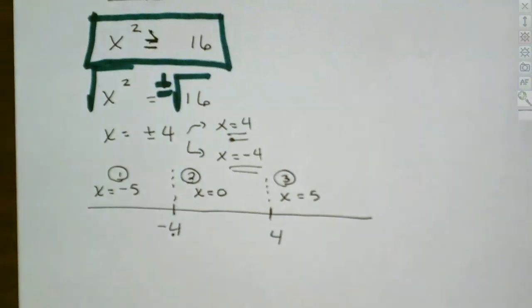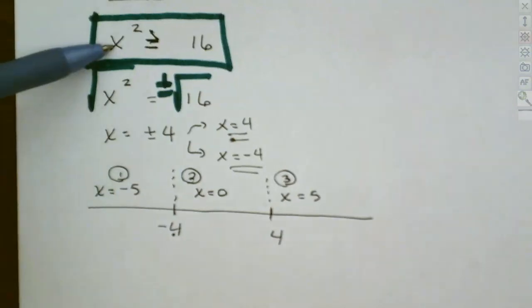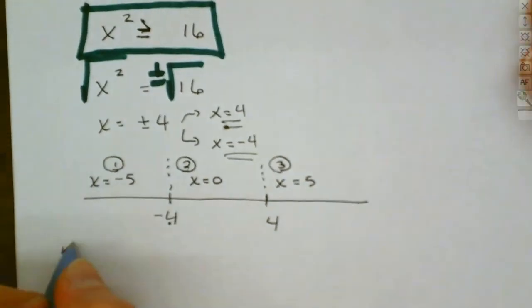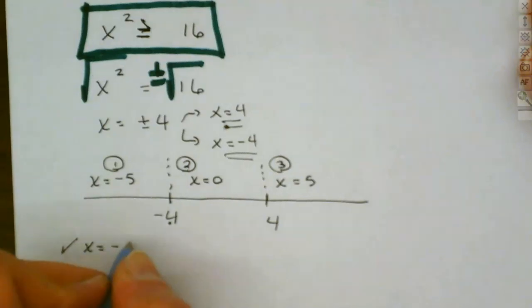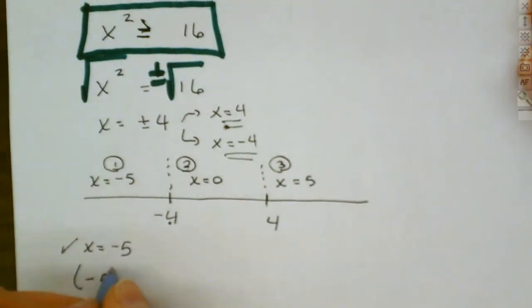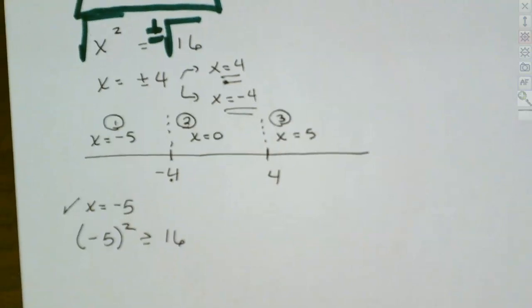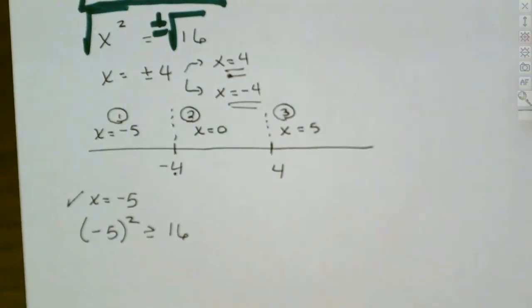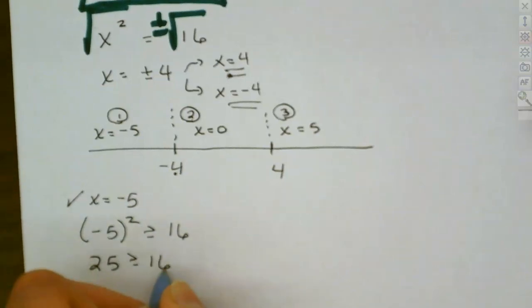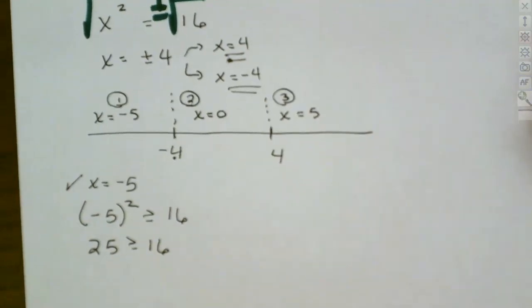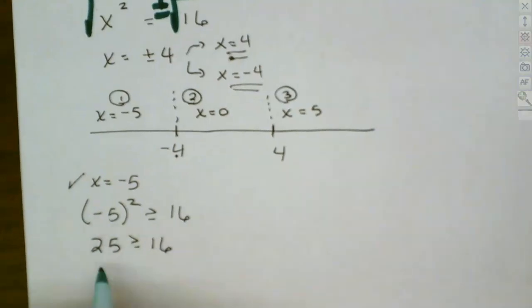Now, we go back, and where do we check them? We check them back in our original. So let's check x equals -5, and we want to see if this is true or false. Well, -5 squared, what is that? When you square a negative, it becomes a positive. And so is 25 bigger than 16? Yep. So that means this is true.